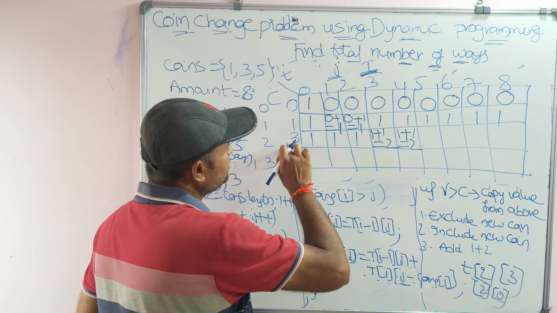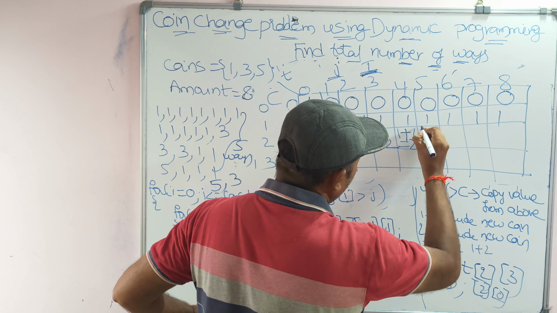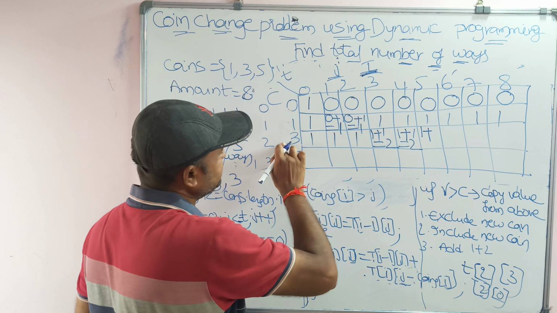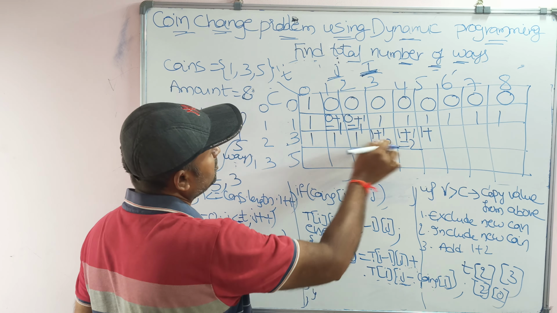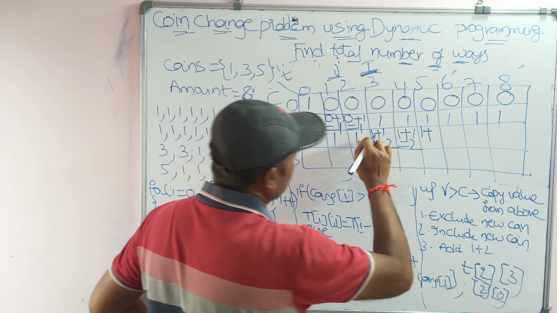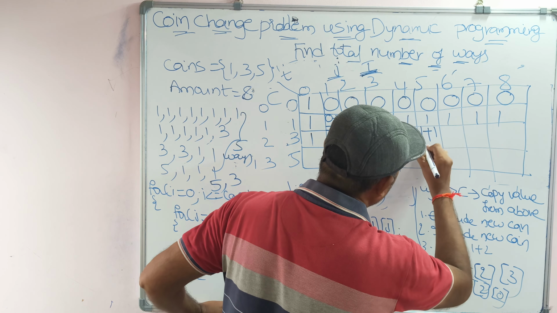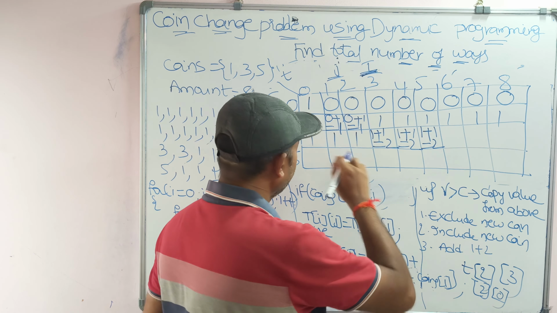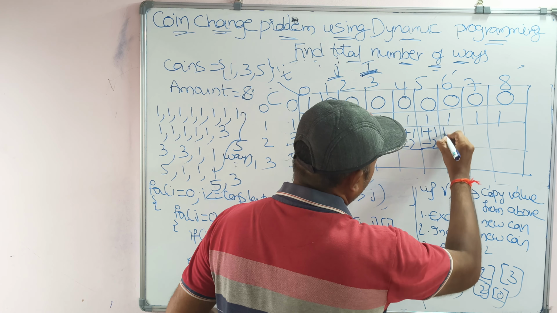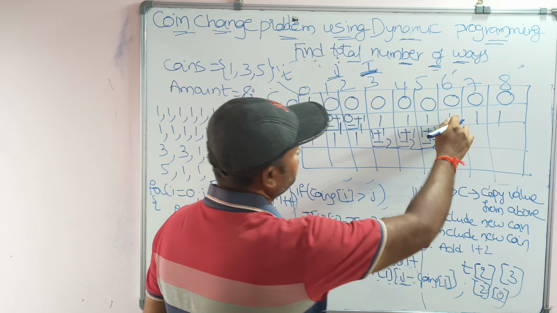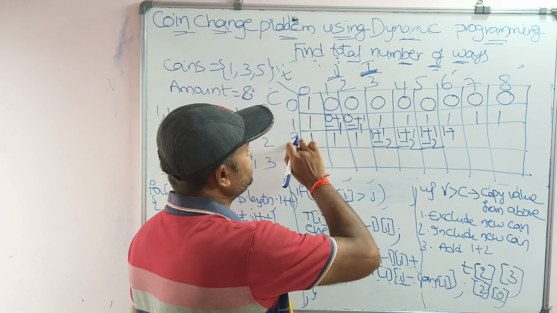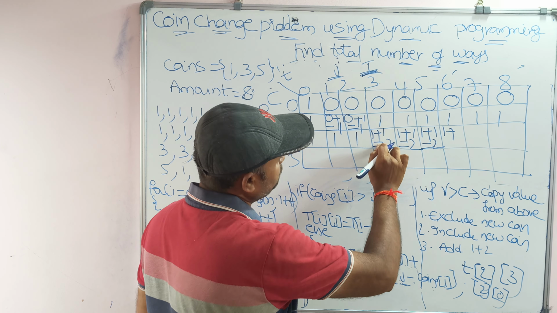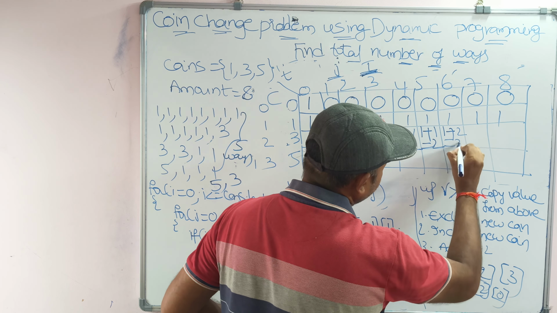Next, exclude the new coin. So that means copy the above value. 1 plus, include the new coin. That means 5 minus 3. 5 minus 3 means 2. So in the same row, go to the 2 column and we can arrange in one way. So 1 plus 1 means 2. Next, exclude the new coin. So 1 plus above cell value. 1 plus, include the new coin. 6 minus 3. 6 minus 3 means 3. So in the same row, 3 can be arranged in two ways. So 1 plus 2 means 3.